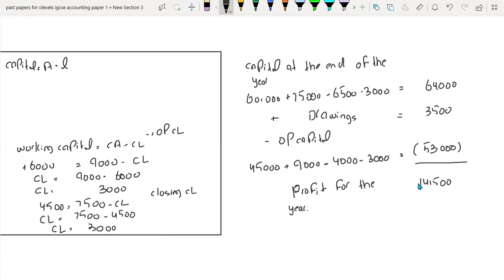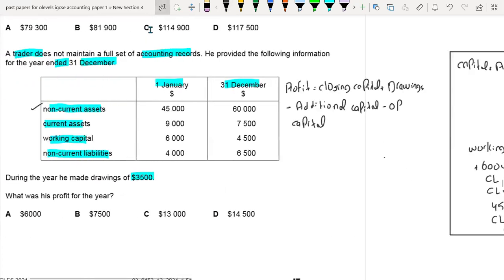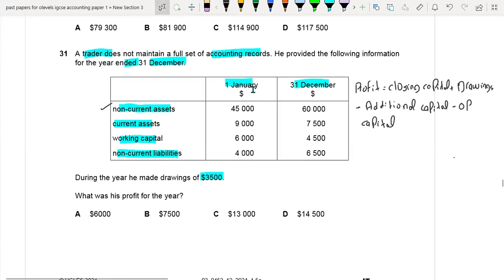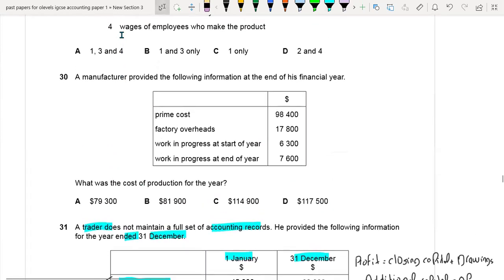Okay. So 14,500 is the answer for this question. So it means that option D is the right option. Okay. So now let's see MCQ number 30.